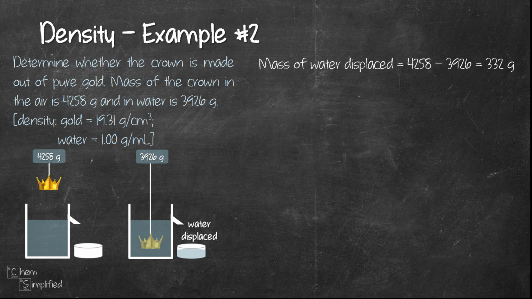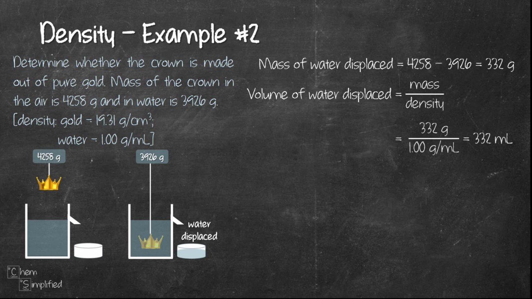Subtracting these two numbers will give us 332 grams. So that is the mass of the water that is displaced out. Now, since we know the mass of the water and the question gave us the density of water, we can easily figure out the volume of the water that's displaced. So volume is equal to mass over density. We just simply rewrite the formula of density. So plugging in these numbers will give us 332 ml.